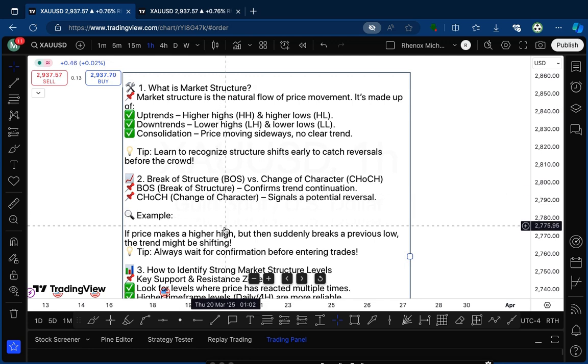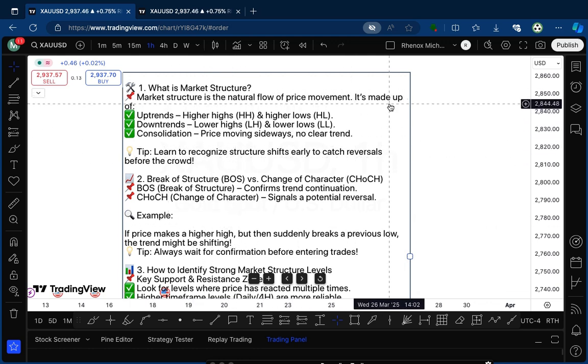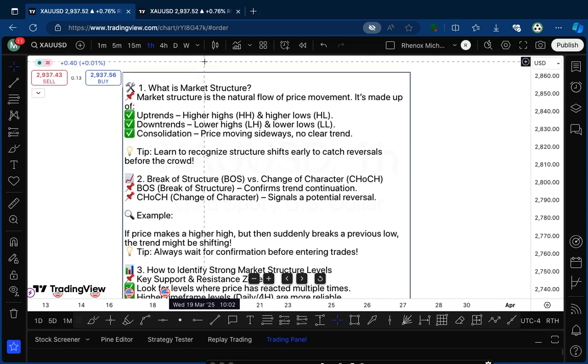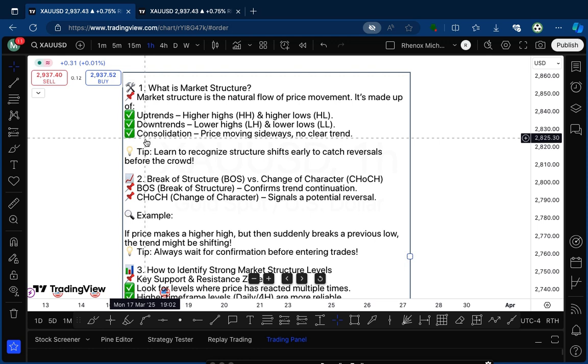Now, what is market structure? Market structure is a natural flow of price movement. That is, the movement of price naturally up and down in the market. It consists of the uptrends, downtrends, and consolidation. Now, in uptrends we have higher highs and higher lows, while in downtrends we have lower highs and lower lows. While for consolidation we have price moving sideways. At least there's no clear trend.